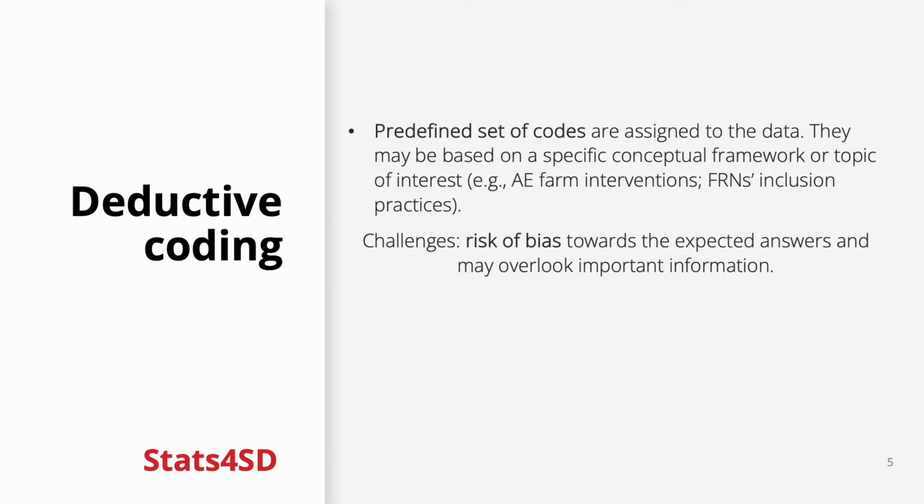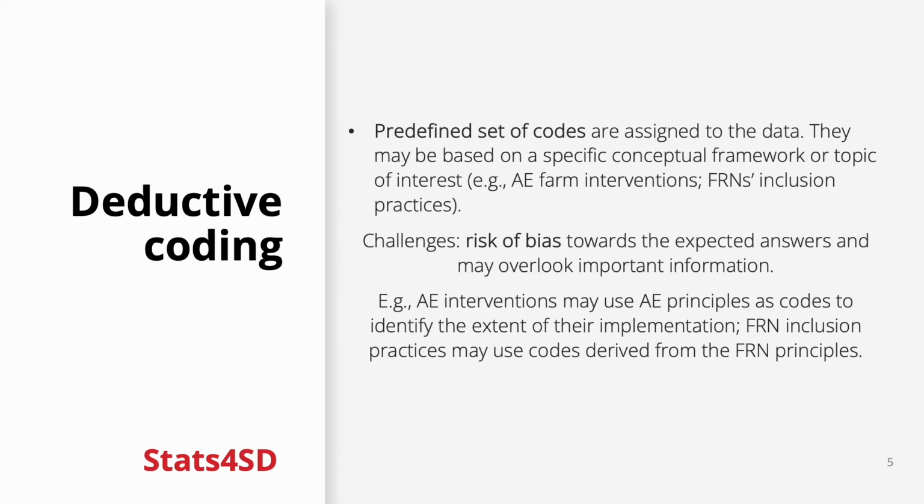Some examples of deductive coding: agroecological farm interventions may, for instance, use agroecological principles as codes to identify the extent of their implementation. Farmer research networks inclusion practices may use codes derived from the farmer research network principles in order to determine their degree of implementation.